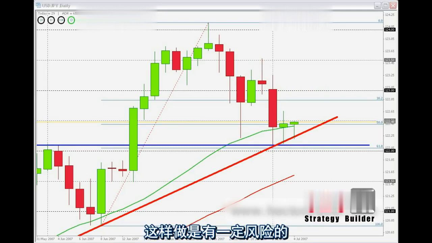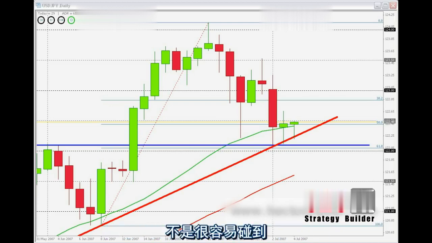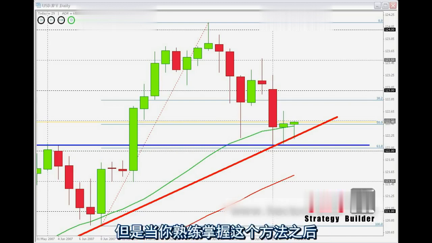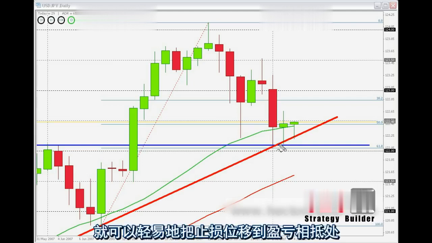That's always risky. All right, guys, I don't want to lie to you. First of all, it's not so easy to master. It doesn't happen very often, because like I said, you've got to have a very strong level of confluence, many elements of support coming together at one specific point in the chart. But once you've gotten the grip of it, once you're accustomed to this technique, you can easily move a stop to break even if you're nimble enough.